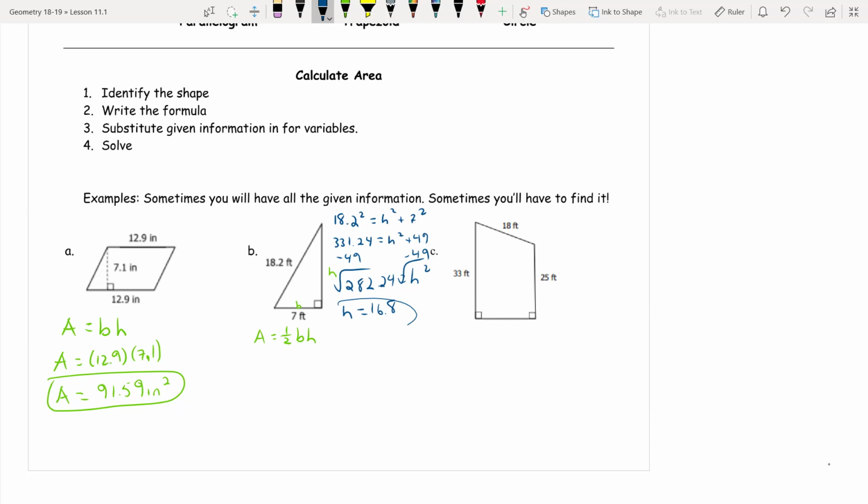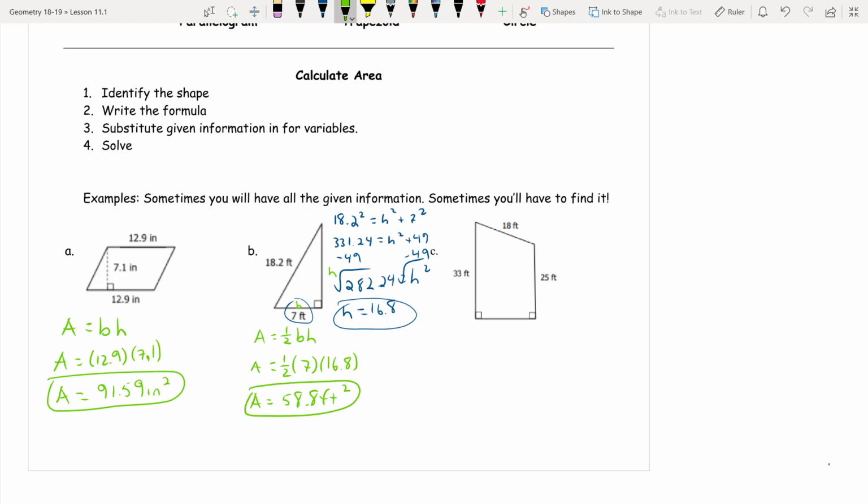Now I have my height and I have my base. I can then plug into my formula here. So I've got 1/2 of 7 times 16.8, and that just goes straight into the calculator. I'm going to do 7 times 16.8, and I'm going to multiply that by 1/2, and I end up with my area of 58.8, and we were dealing with feet squared.